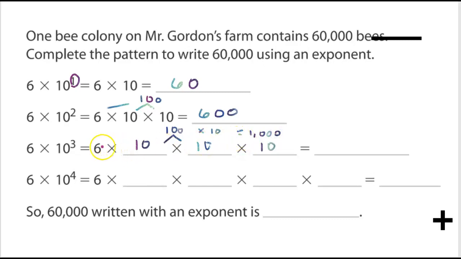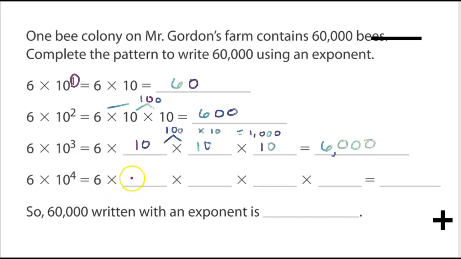So now all I have to do is bring this 6 over. 6 times 1 is 6, and I know that I'm just going to place those zeros behind, bringing it to 6,000. The last one, 6 times 10 to the fourth.